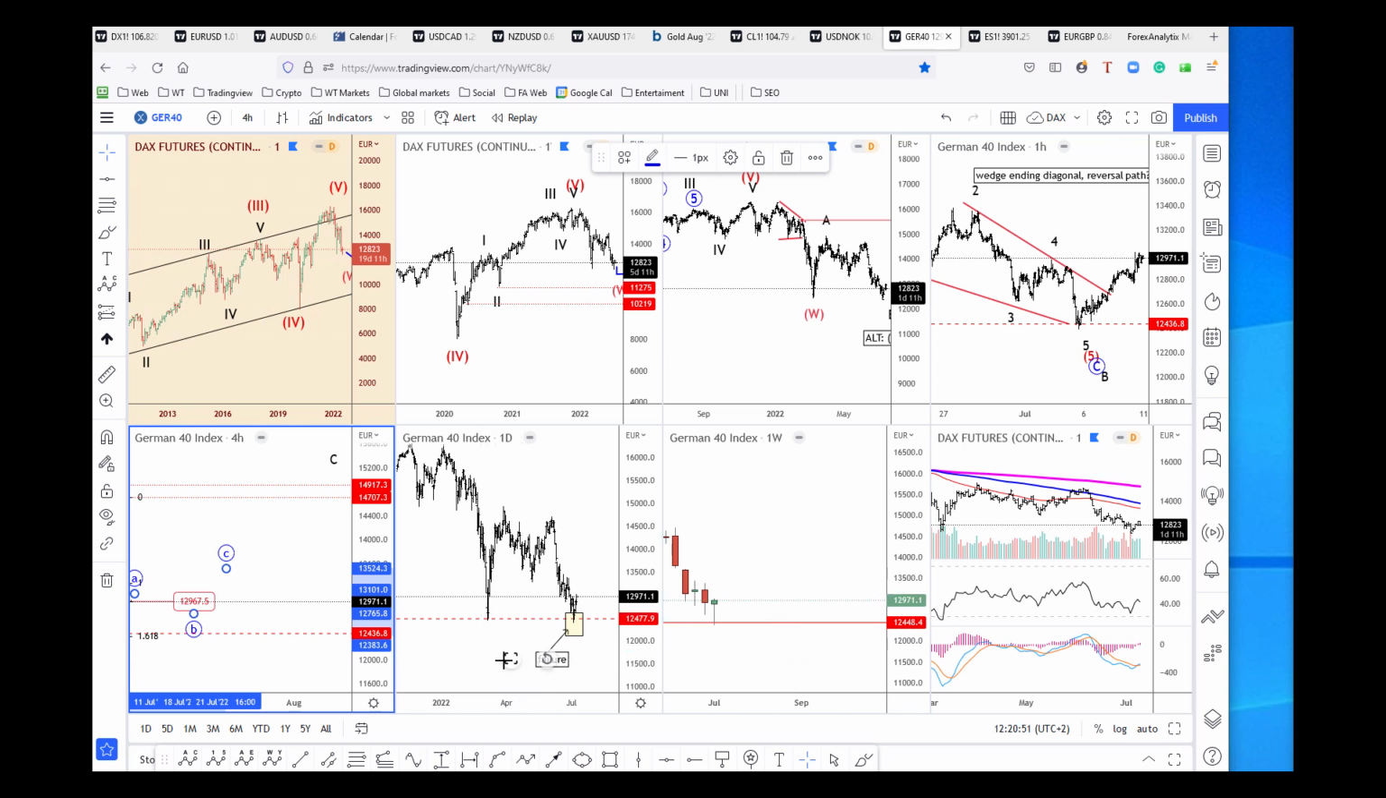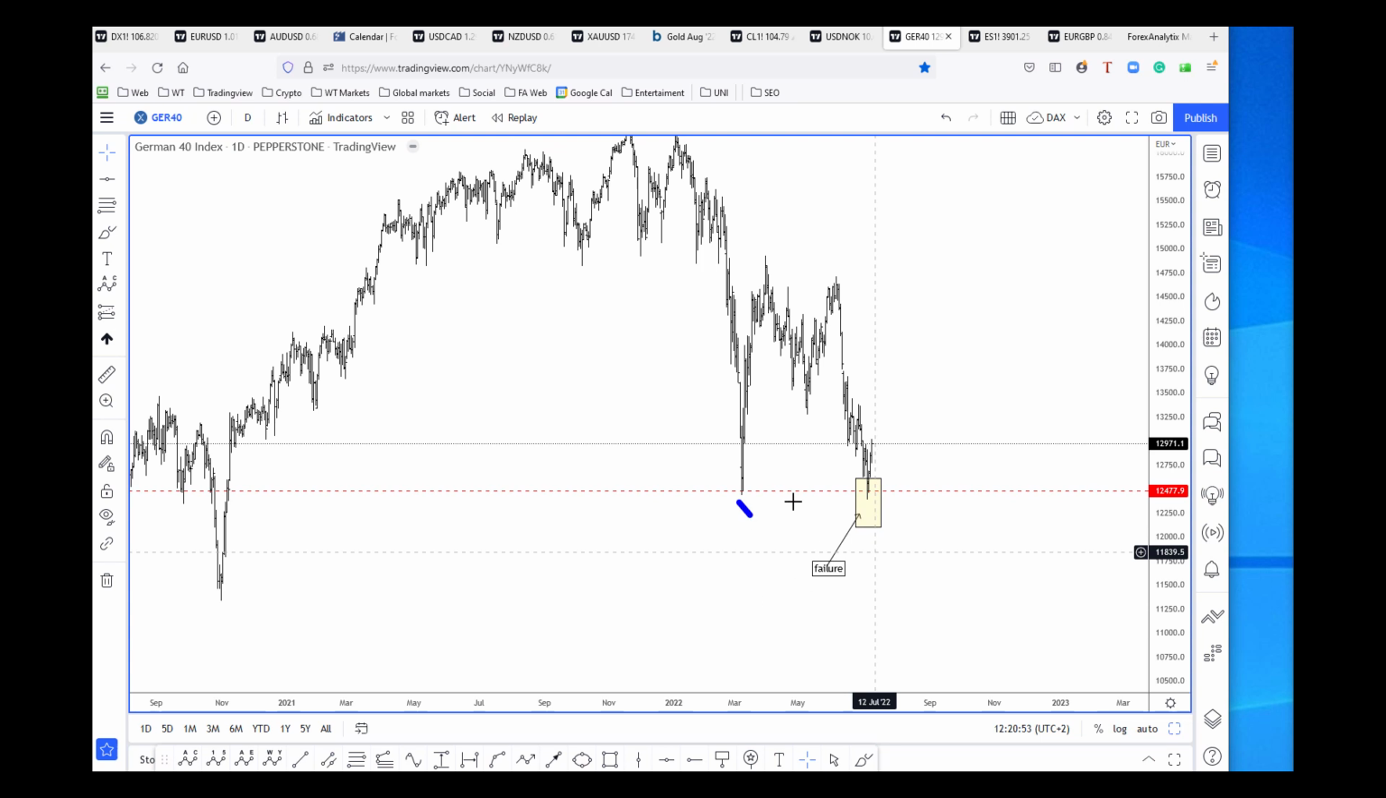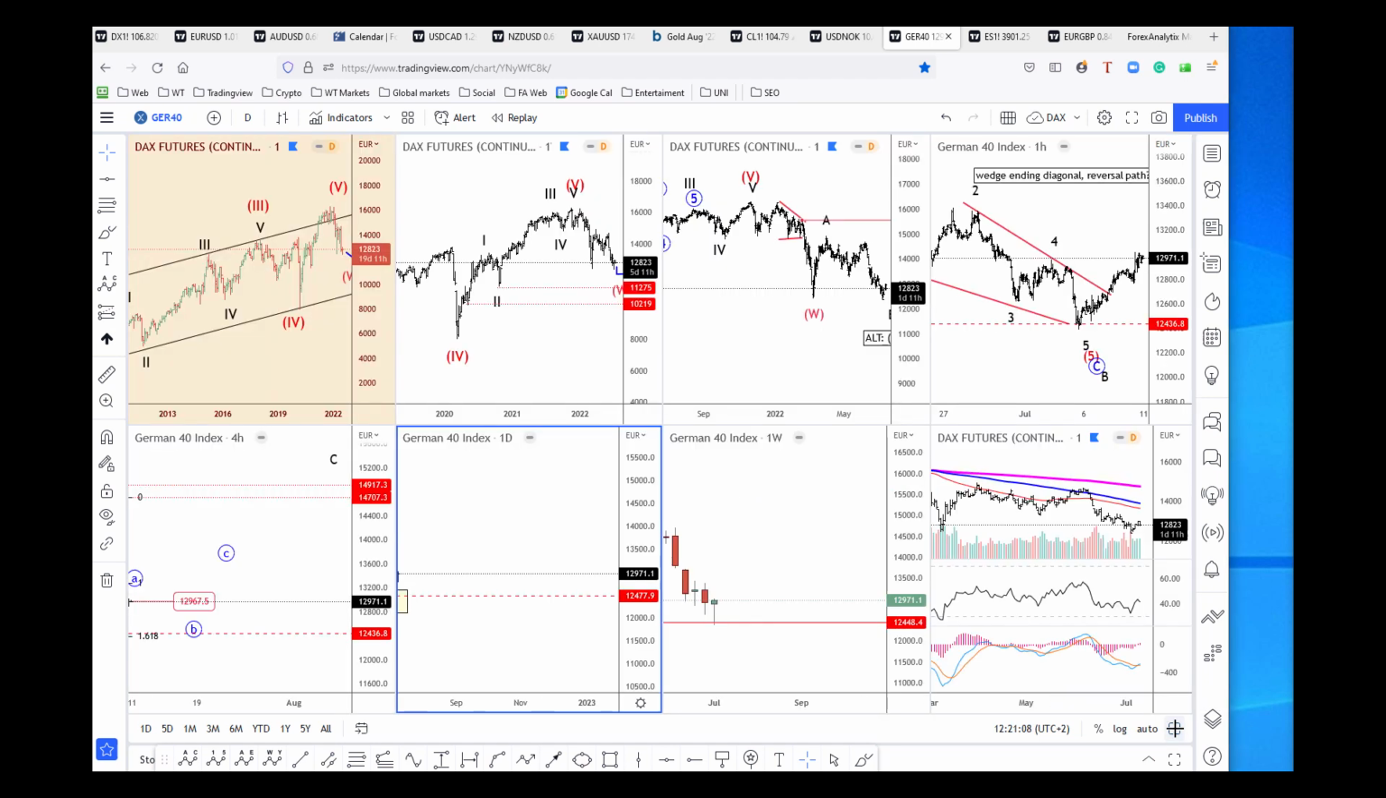Also, what I like here about the price action, well, we have seen a break below these levels and then a rally. So it looks like that was a failure. So in combination with Elliott waves, I think that this is quite interesting for more upside early next week.